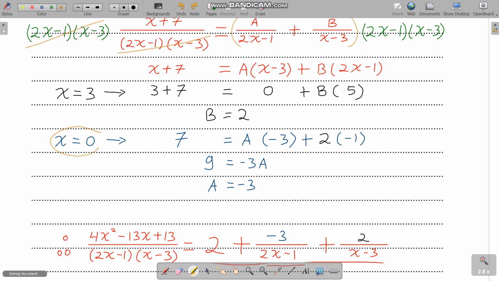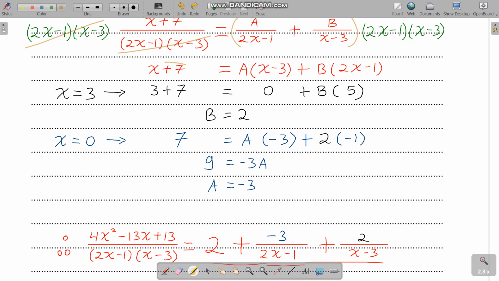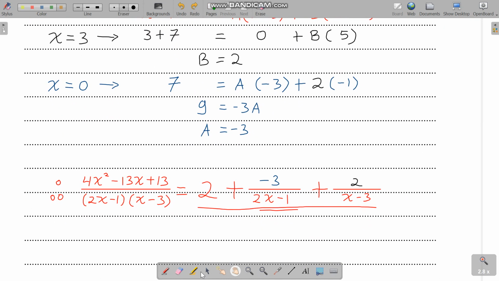To find the other coefficient A, since we already have B, we can use any random number, something simple such as 0. So just plug in 0, this is just 7. Plug in 0, 0 minus 3 is minus 3. Plug in 0, this is just minus 1 times B, but we already know B is 2, so this is actually minus 2. Add 2 to both sides, we get 9. Divide both sides by minus 3, we get A. So in conclusion, we have this is A and this is B.